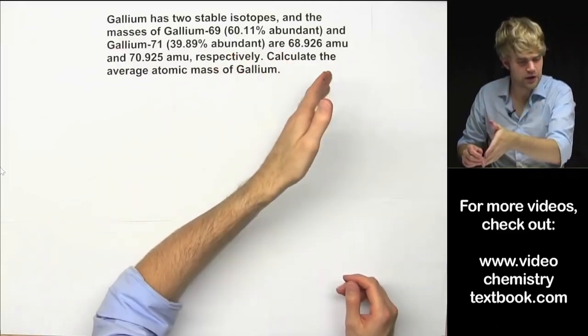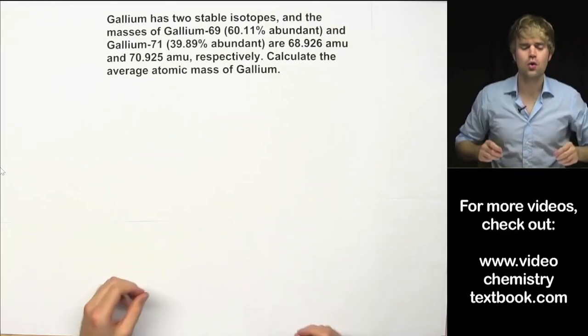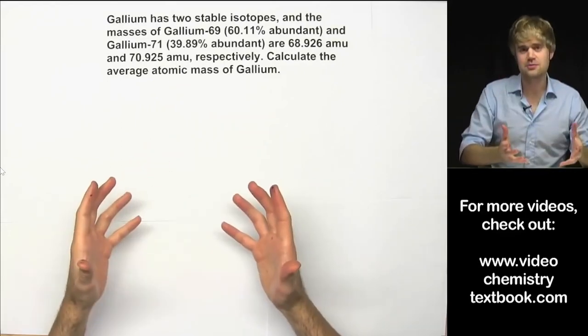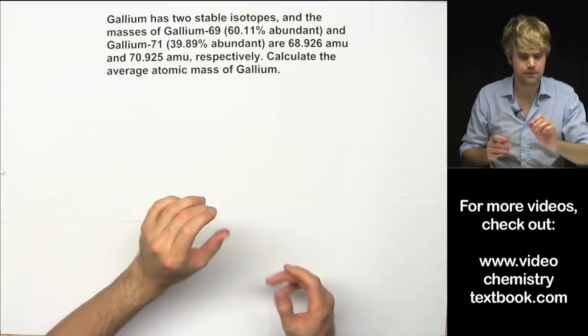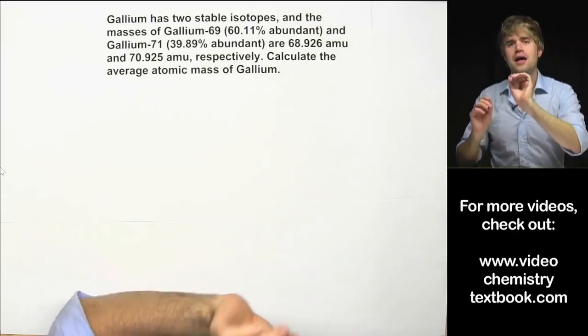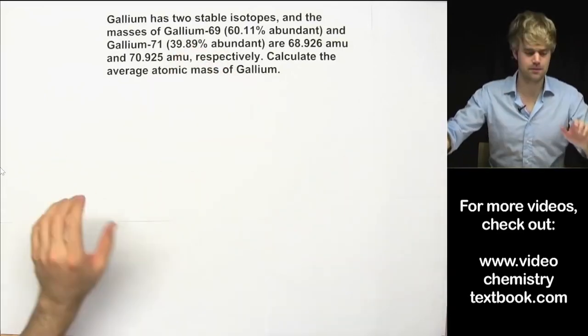Anyway, calculate the average atomic mass of gallium. So to do this, we're going to want to take the mass of the first isotope, multiply it by its percentage expressed as a decimal, and then we'll take the mass of the second isotope, multiply it by its percent abundance expressed as a decimal, and we'll add the two of them together.